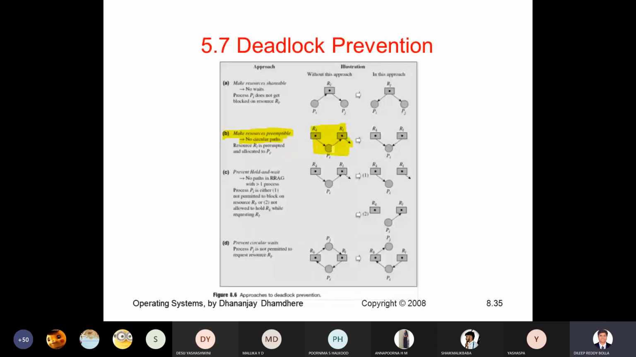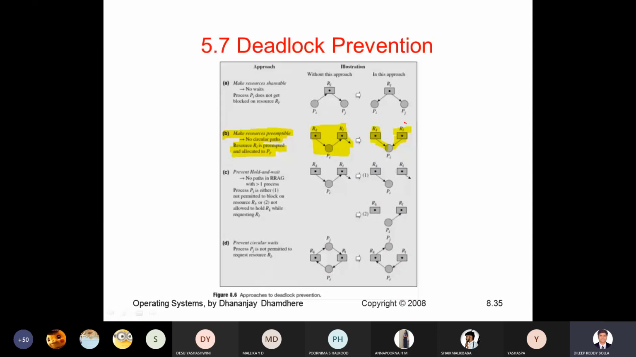Because of this, what will happen? We are indirectly, knowingly, trying to do the circular loop. But whereas here the circular loop is avoided. The avoidance of circular loop is taken. This is given to this, this is given to this. So the circular loop is prevented. So now the resource, whatever we have here in R1, let us say, is preempted and allocated to Pr. So what's the change we are trying to do here?